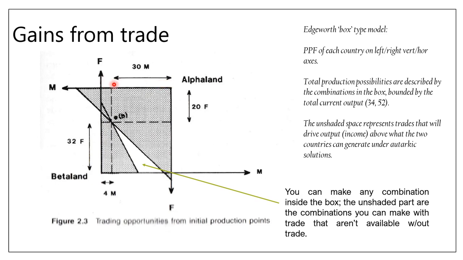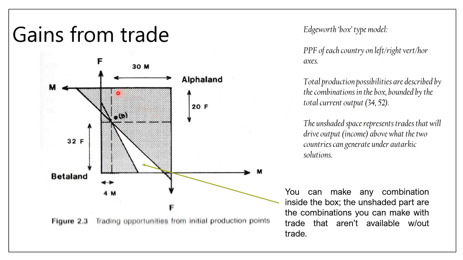Well, because this is now what we call a box model, or an Edgeworth box model. This full axis gives you all of the production possibilities, the total quantity available between the two countries of making machines. And the vertical, whether you measure it on this side or this side, gives you the total quantity available for making food. If you add these two together, you see that 32 and 20 is 52, 30 and 4 is 34. So that's the combined current output.